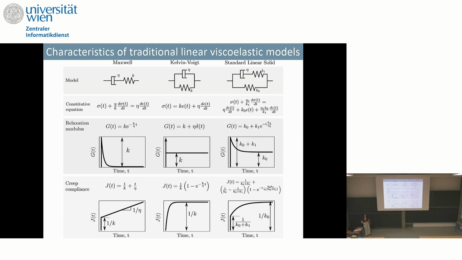So what you see is that the final plateau is given by the value of the spring that is in parallel, whilst the rate of dissipation is given by K1 over eta 1. Sorry, actually it should be eta over K, which is the decay, the relaxation time of this branch.